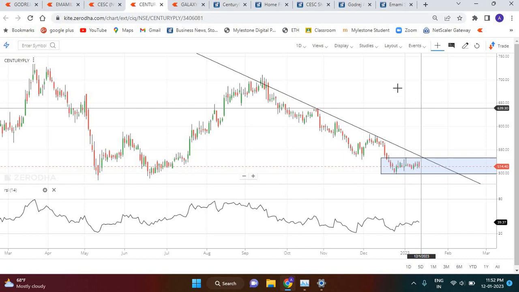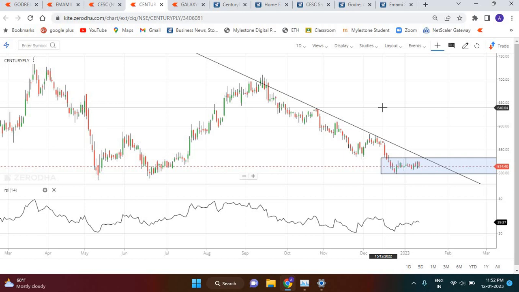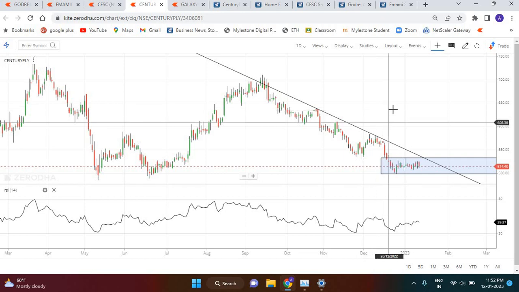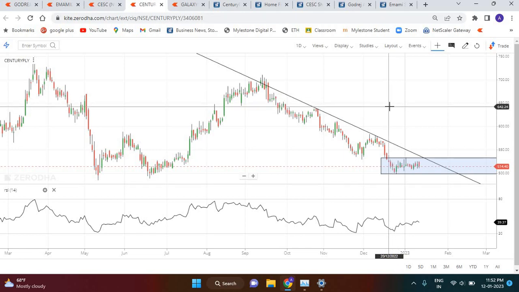So let's see these patterns, we can just make these patterns ready, and if there is any breakout, you can decide whether to trade or whether to track. It's all up to you. These are all my views as usual, not any trading recommendations. This is just what I feel about the stocks, fundamentally and technically, where it stands as per my experience.